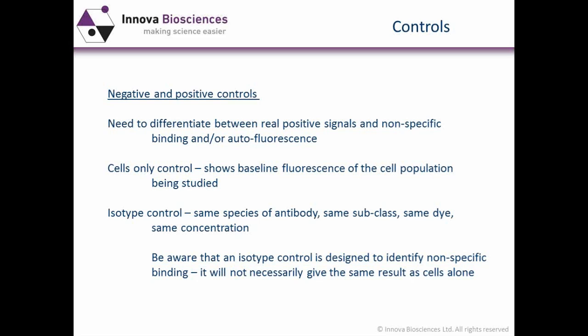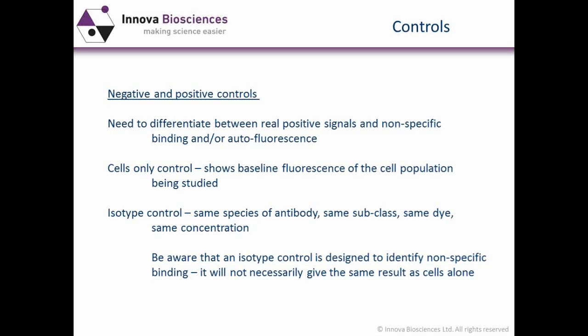So a key control should be just to use the cells that you are working with, with no additional reagents added. This will give you the baseline fluorescence of the cell population being studied. It will pick up any autofluorescence, perhaps from dead cells or other cells that are going to show staining in particular fluorescence channels that you're working with.